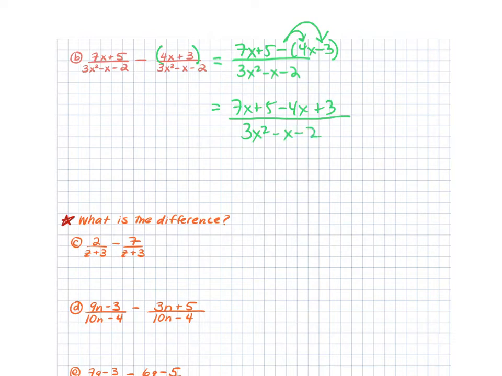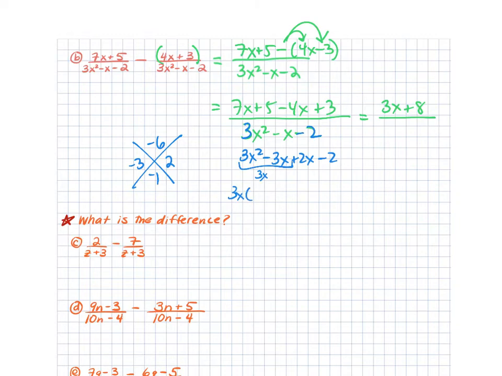And then you want to simplify this. The top simplifies to 3x plus 8, and then the bottom may be able to be factored. So let's try it. 3 times negative 2 is negative 6, and then you have to add to negative 1. Yeah, this is going to be negative 3 and 2. So we change our 3x squared minus x minus 2 to 3x squared minus 3x plus 2x minus 2. These two both have a 3x. These two both have a 2. Minus 1, yep. So this factors to 3x plus 2 times x minus 1.